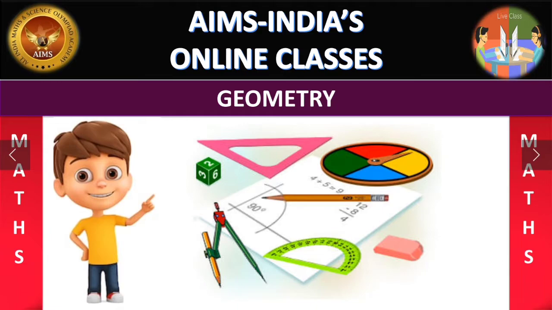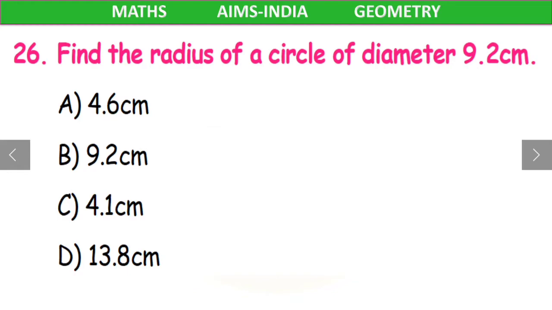So we were discussing multiple choice questions from a chapter geometry, right? Starting with the first question for today, that is question number 26. Find the radius of a circle of diameter 9.2 centimeters, children.